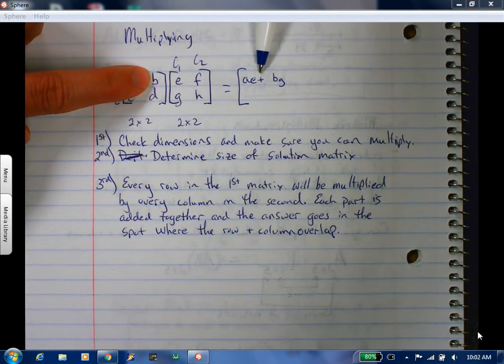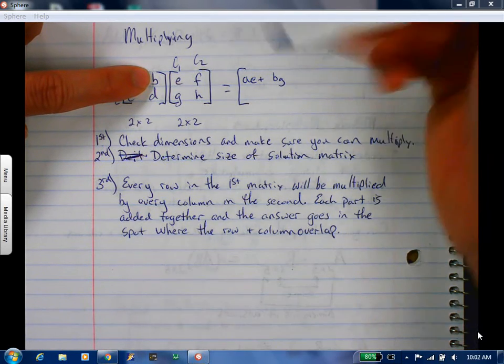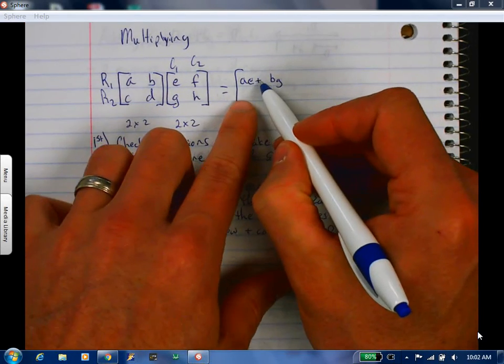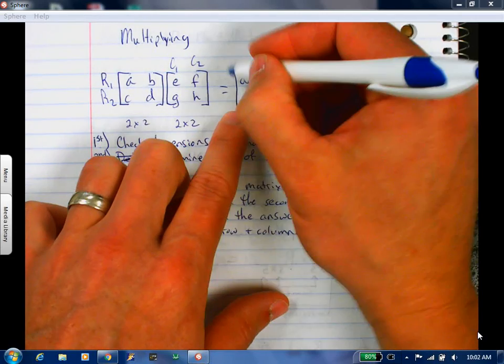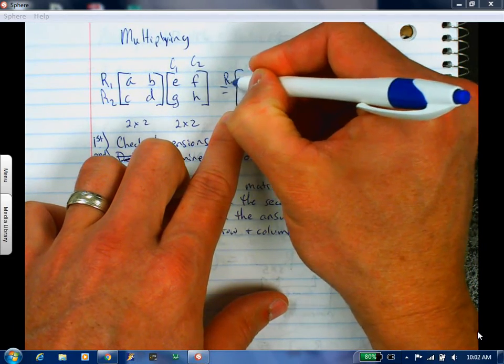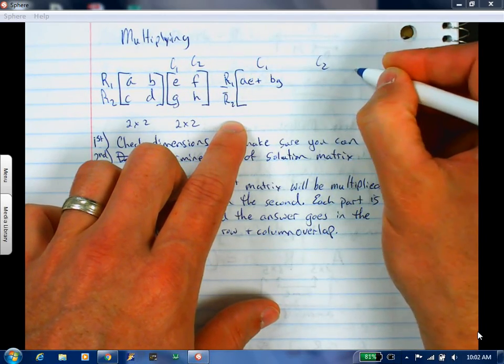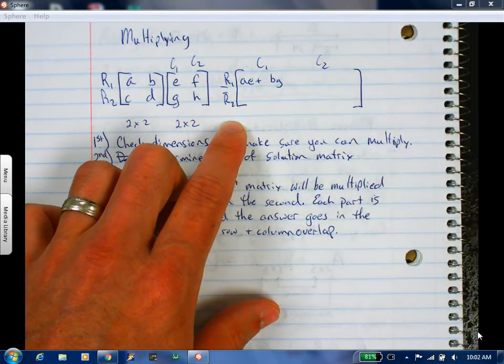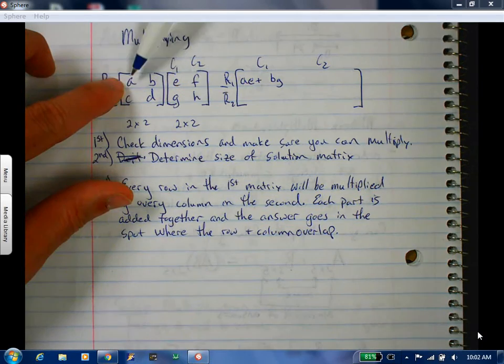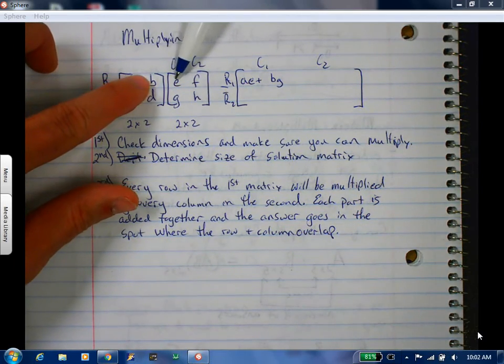See some fuzzy yeses and some, I'm not even sure about this yet. Okay, that's all right. So we say this is the first row, first column. So if it helps, you can write it up here. You know you're going to have a 2 by 2 matrix, so we're going to have 2 rows and 2 columns on our answer. So I'd have to take A times E, move over, move down, B times G, add them together.